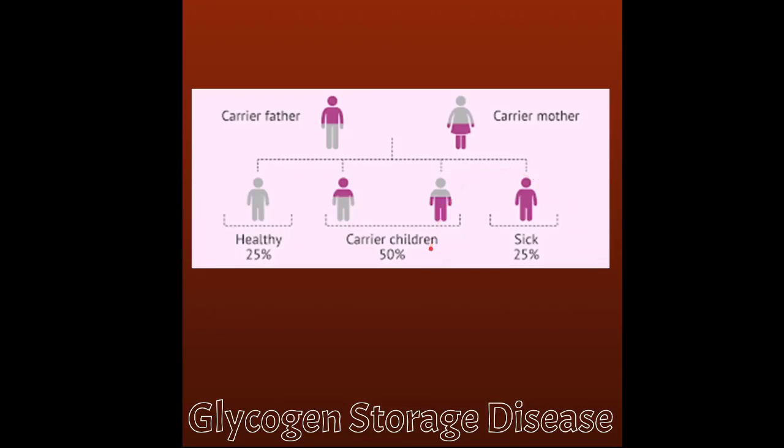So here we have a picture. We might have a carrier father and a carrier mother. They both have the genetic information for a disease. When their genes combine, they can have a 1 in 4 chance of having a healthy child. They have a 50% chance of having carrier children, and then they have a 1 in 4 chance of having a child that will have the disease. So glycogen storage disease is autosomal recessive, which requires 2 carrier parents, resulting in a 1 in 4 chance of having a patient with the disease.